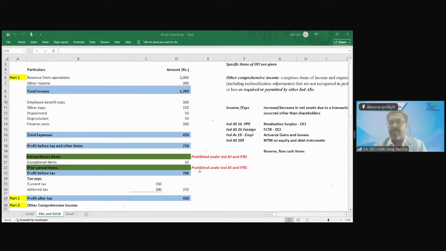Very much clear? Very much clear, sir. After having all the illustration and examples.